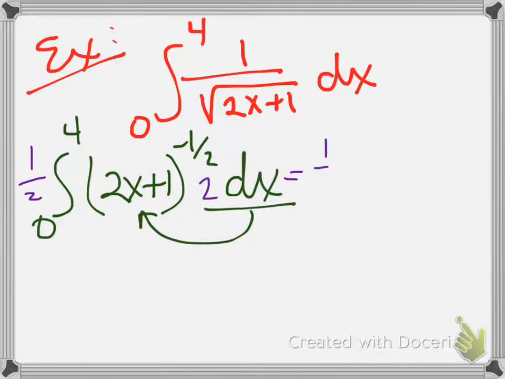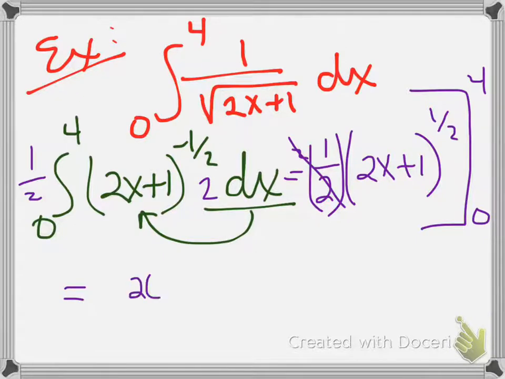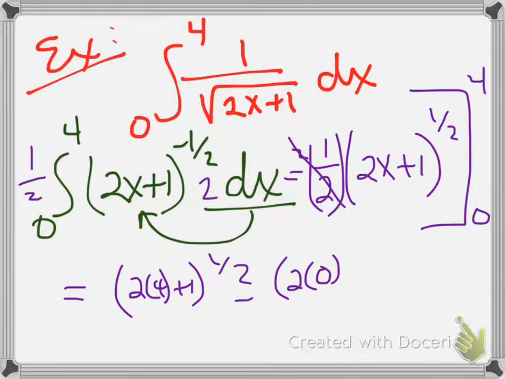So now what I have is 1/2 times 2x plus 1 was to the negative 1/2 power. Now it's going to be to the positive 1/2 power divided by a half, which means multiply that by 2. And then this time we're going to go from 0 to 4. So 2 and 1/2 cancel. So when I go ahead and plug this in, I'm going to have 2 times 4 plus 1 to the 1/2 power minus 2 times 0 plus 1 to the 1/2 power.